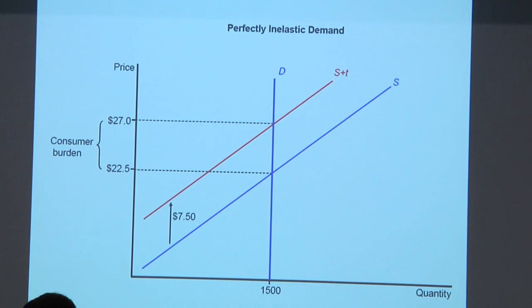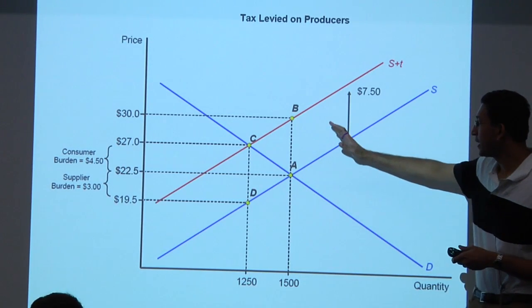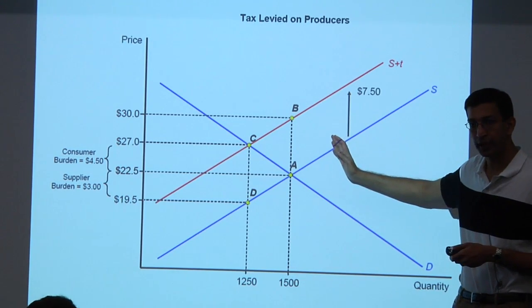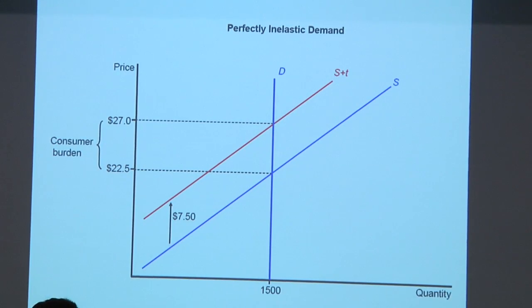Now, what are the comparative statics of incidence? So what are the situations where a consumer pays more and a producer pays more? It all depends on the relative elasticities. So we can see that by looking at some extreme examples. Take the case of perfectly inelastic demand, where the consumer wants to buy 1,500 units of the good no matter what the price is.